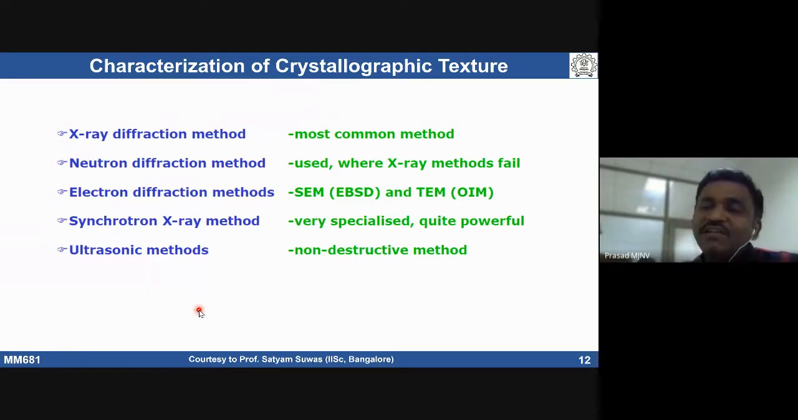Macro basically covers so many grains, going much deeper. Volume-wise, we get volume information. SEM only gets surface information. If you use SEM, EBSD, TEM, we get a kind of surface information of the texture. So these are the techniques available to characterize crystalline texture of a material.